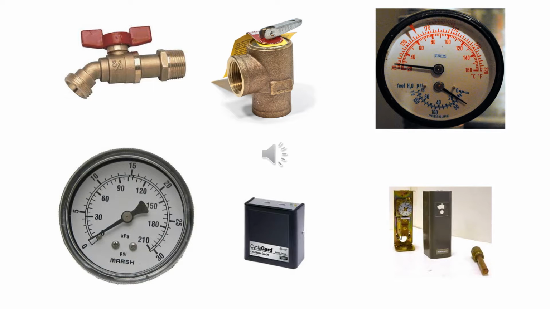The boiler drain, which is the upper left picture, is there so you can easily drain the boiler should the need arise. The pressure relief valve, the picture in the upper center, ensures that a boiler will not build up too much pressure and in the worst case blow up. It is designed to open and relieve pressure if the pressure in the system reaches its setting.